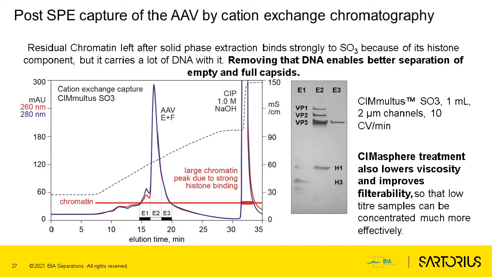There are still some chromatins, small ones, eluting before our AAV product. If you look on the purity of this AAV in the fraction E2, there is still a small amount of H1 histone protein, which means that it is still not full separation of chromatins. As I mentioned, they are very sticky.